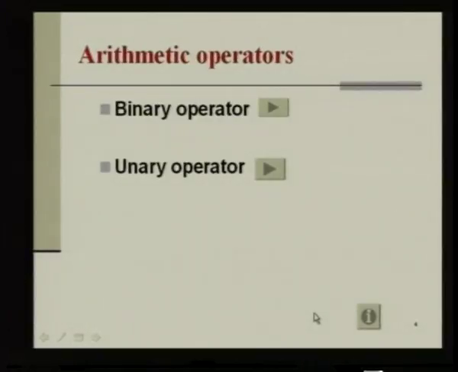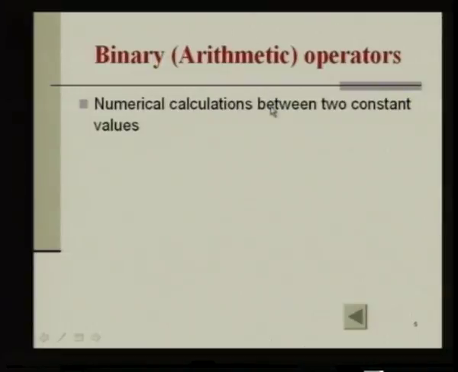In this we have 2 types, a binary operator and a unary operator. Now we will look at each of these in detail. A binary operator is one which performs numerical calculations between 2 constant values. The word binary indicates a minimum of 2 operands are required, and these operands need to have constant values during the time of their operation. So what are the binary operators that are available in this software language? Now this is an overview.